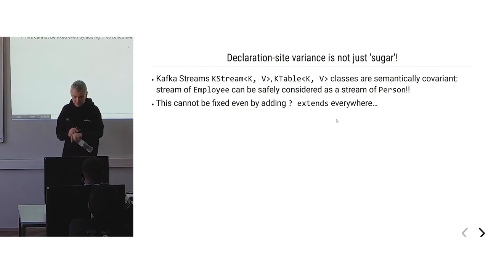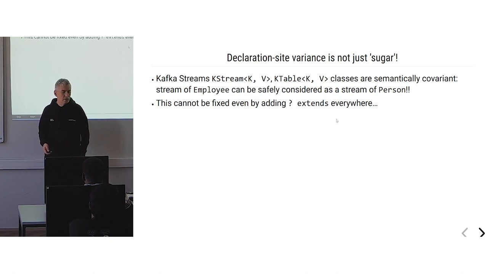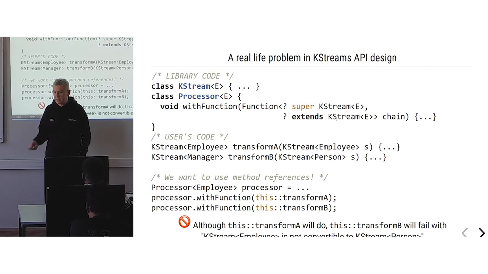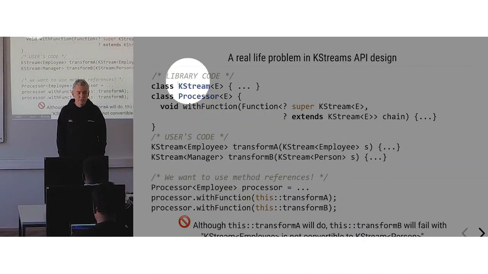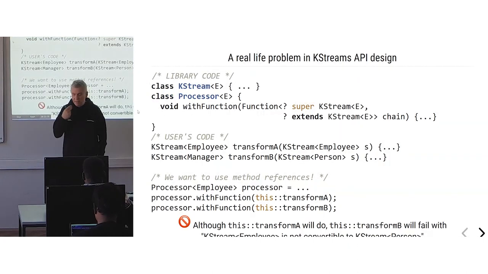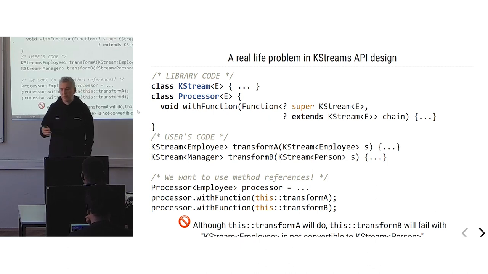It's not just sugar. I have 5 minutes left and I will show you a simple example. I used to participate in a project called Kafka Streams API, and it's really difficult to create a really convenient API. It's a Java library. In Java, we have a thing called KStream, Kafka Stream, and effectively it's a covariant type, because if we have a stream of managers, we can still consider it as a stream of persons, because if we can process persons, then we can process managers, right? But there is no declaration-side variance in Java.